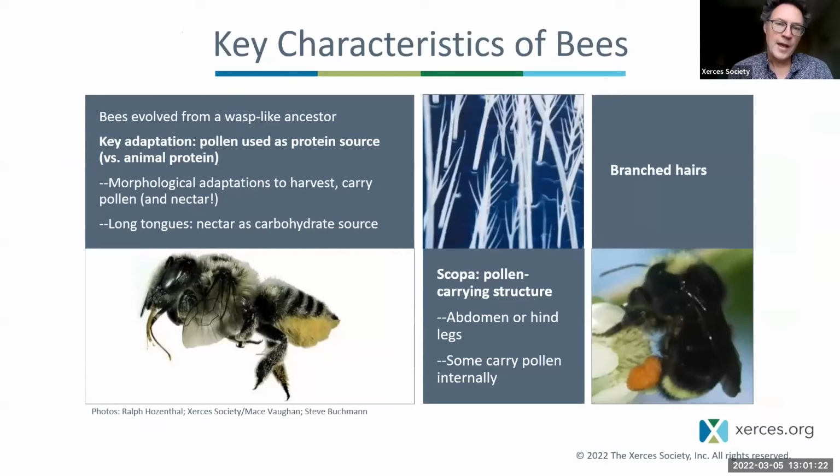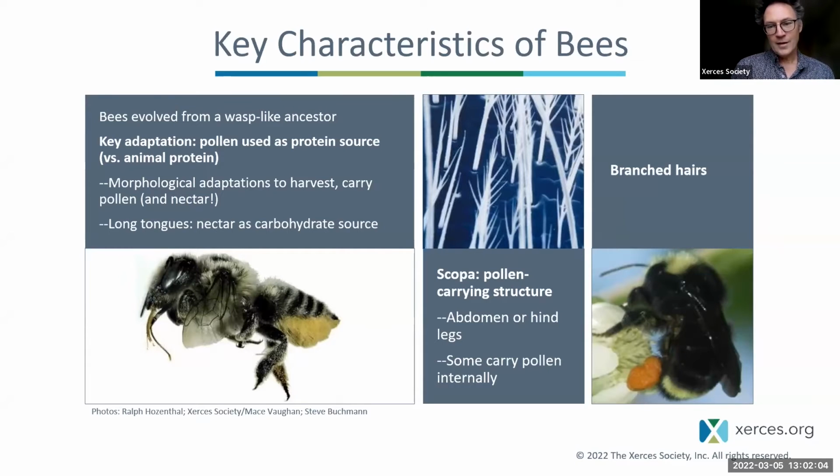So here are some key characteristics of bees. Bees are interesting in many ways. One of them is that they evolved from a wasp-like ancestor. So with wasps, they share a common ancestor. The key adaptation that makes bees different from almost all of the wasps is that instead of feeding animal protein, animal tissues, to their offspring as the source of protein, they feed pollen. So bees are vegetarians, we could say, in almost all cases. They need pollen. And so bees have all of these adaptations for harvesting and carrying pollen.